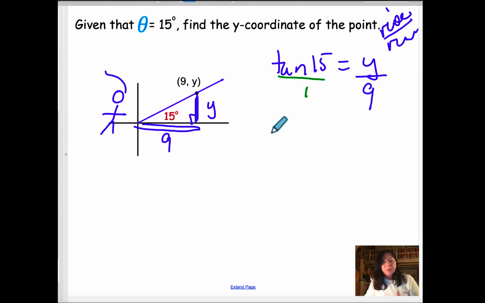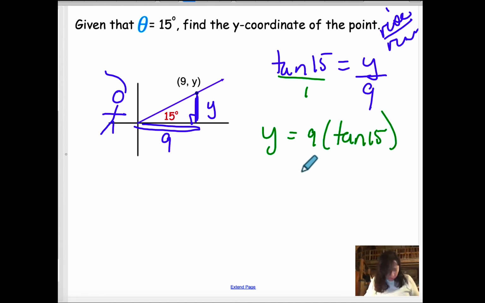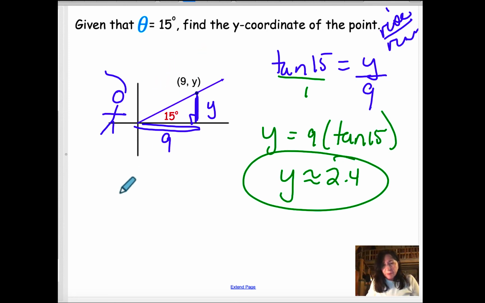I'm going to cross multiply, get 1 times y is y. 9 times tangent of 15, let's see, tangent of 15 is 0.26. I'm going to multiply that value by 9, and I get about 2.4. So that means y is about 2.4. So my actual point is 9, 2.4. And that's it for that.